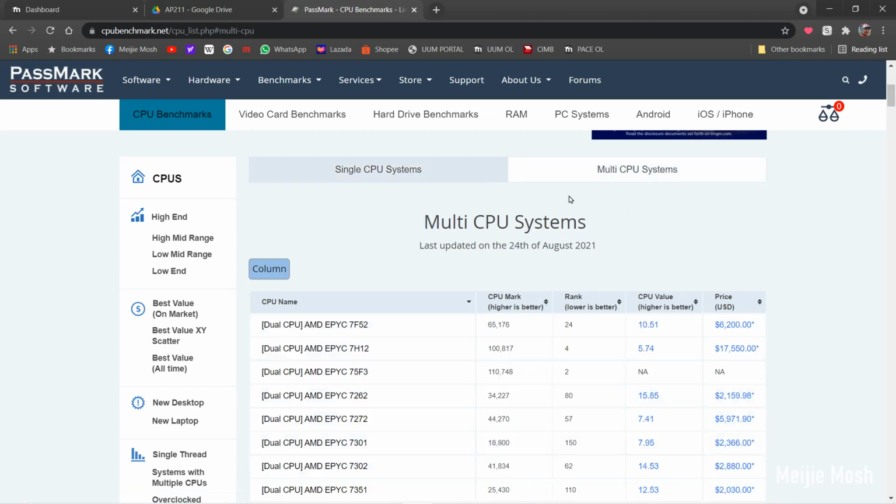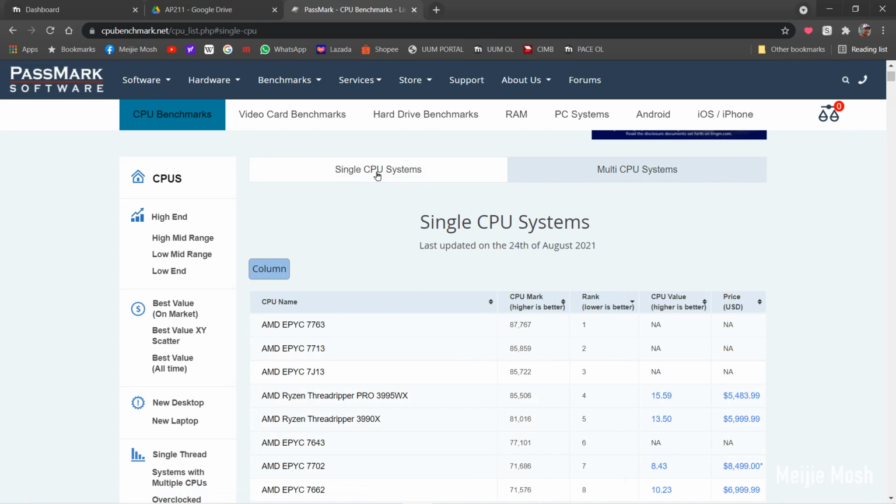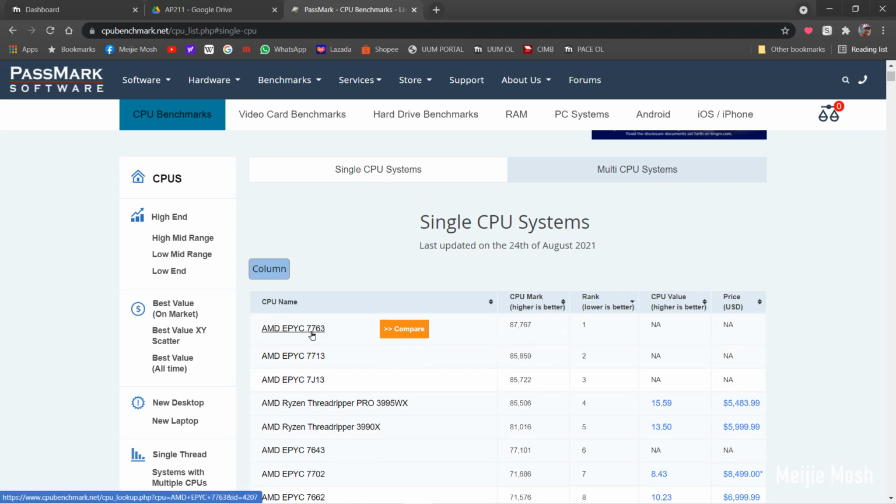Even though we still have a lot of multi-CPU systems, for example, the dual CPU AMD Ryzen Threadripper Pro 3995WX. This is a dual CPU, two CPUs, for a multi-CPU system. The other is the single CPU system, for example the CPU used on a single socket motherboard. But the price is not available right now for the AMD EPYC 7763.